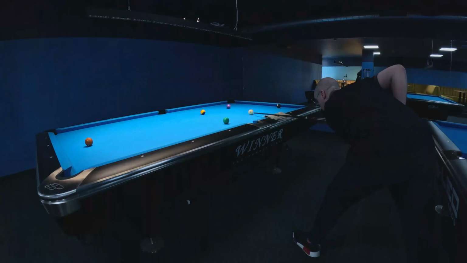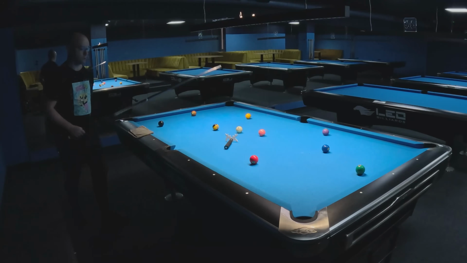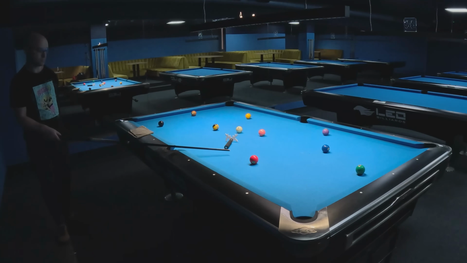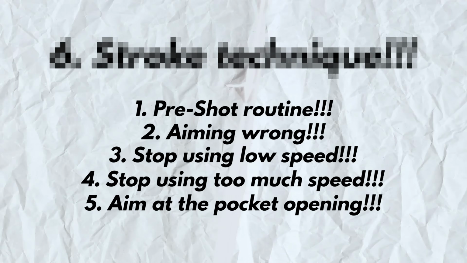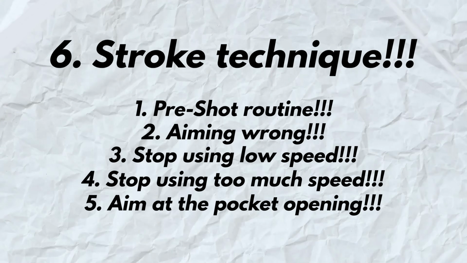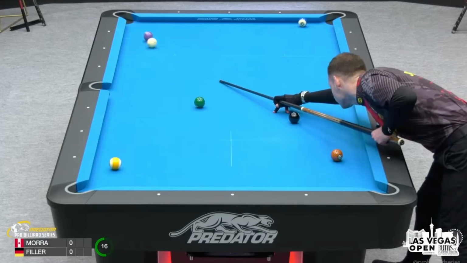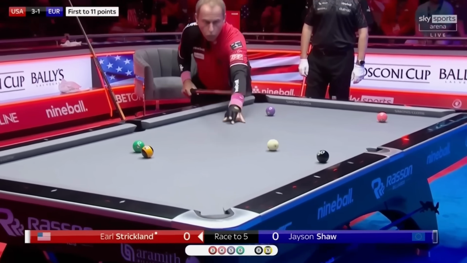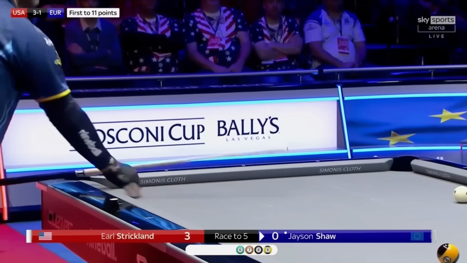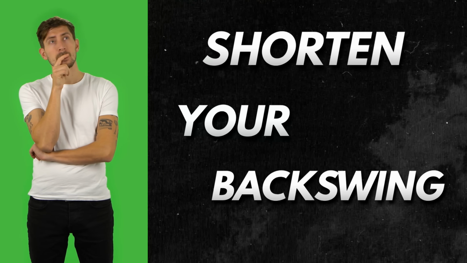If we are not completely sure about the shot, then we should get up and do all the steps again before taking the shot. The last important reason that we are missing shots is our stroke technique. If we look closer at how pro pool players execute their shots, then we can see one small thing which has a big impact. You need to shorten your backswing.